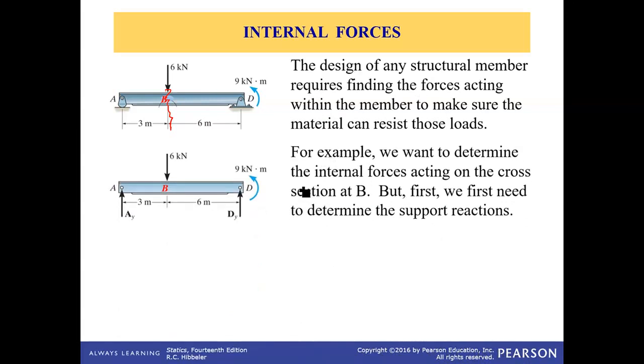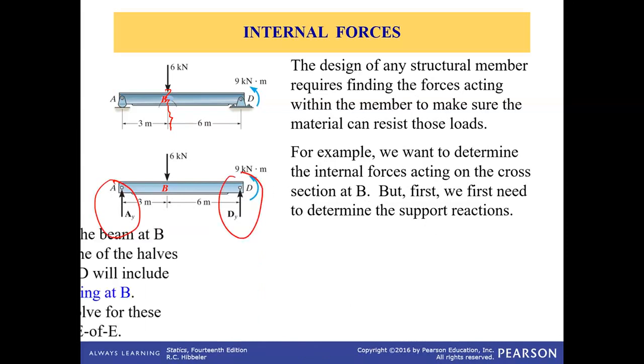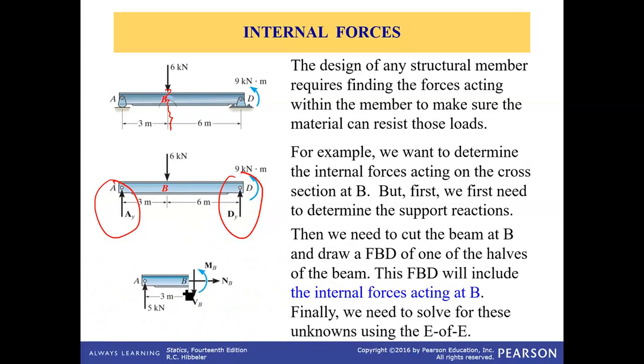First we need to determine the support reactions, so we will calculate AY and BY. Then the next step is we take the cross section that passes through B, keep the left side of the cross section, and expose the internal loads such as normal force at B, shear force at B, and bending moment at B. These are called internal forces acting at B. Then we can consider this as a standalone problem and apply equations of equilibrium to solve for these three unknowns.